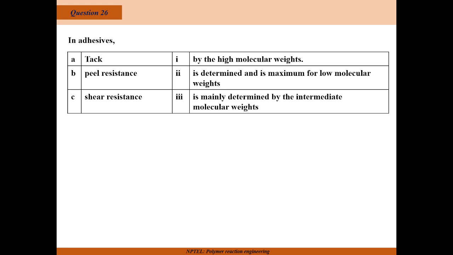Tackiness comes when we have low molecular weight. So I think A is for 2. Yes, it's true. Among peel and shear, one requires a very high strength, so it should be high molecular weight. Peel is in between, so it should be intermediate. So B should be intermediate. And shear with high molecular weight.